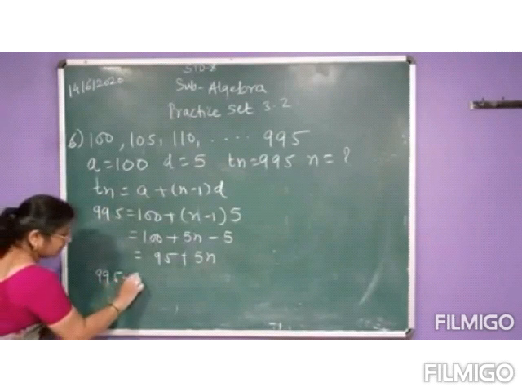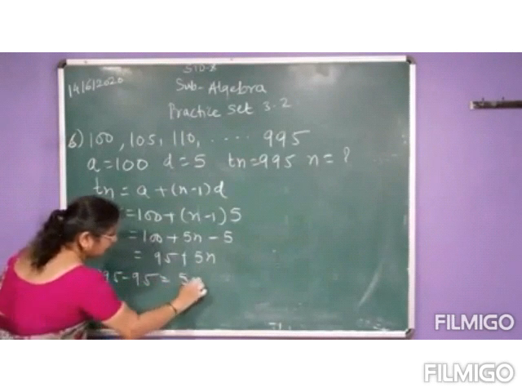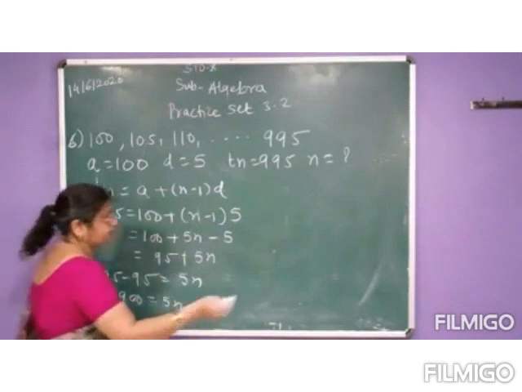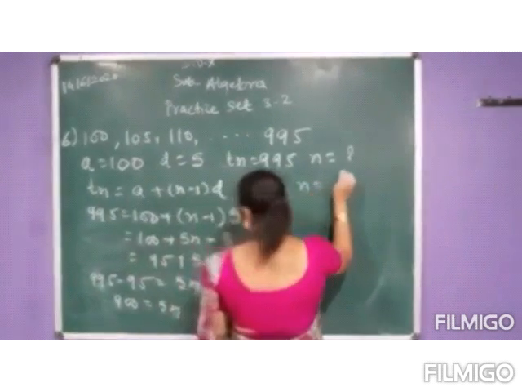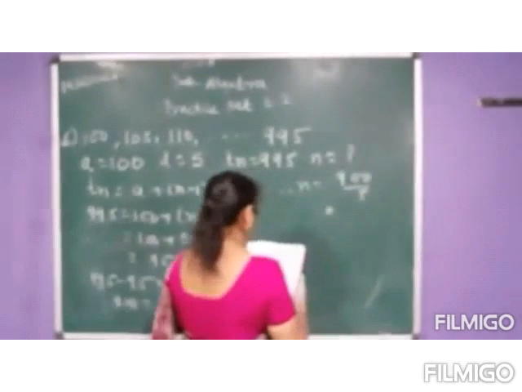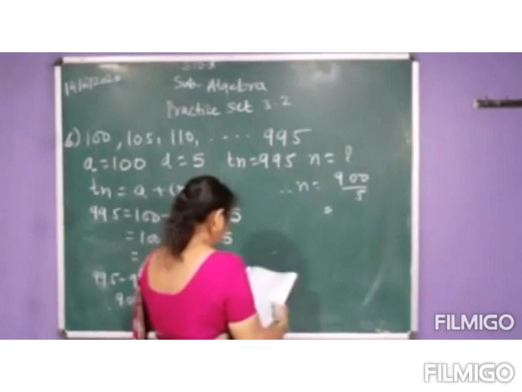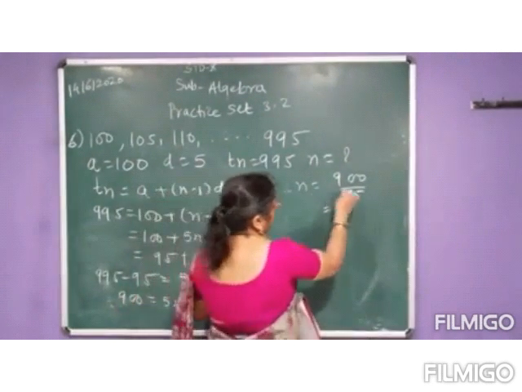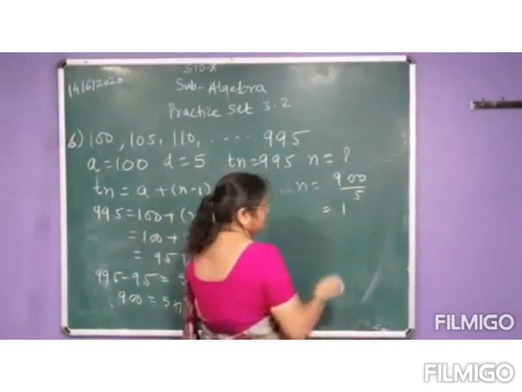995 minus 95 is equal to 5n. So what will you get here? 900 is equal to 5n. Therefore, n is equal to 900 upon 5. So what answer will you get over here? 5 ones are 5, 4 is there, 5.